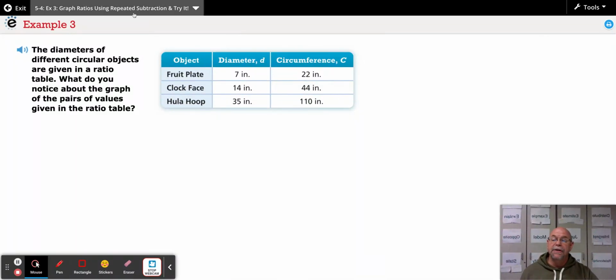All right, we're graphing ratios using repeated subtraction now. So again, just like repeated addition was much like multiplication, repeated subtraction is going to be much like division. Let's see what they got.